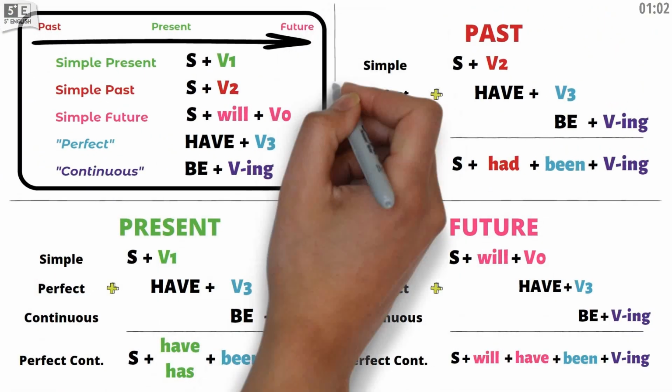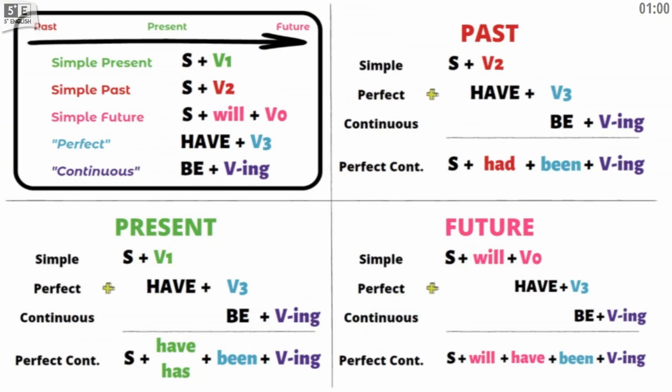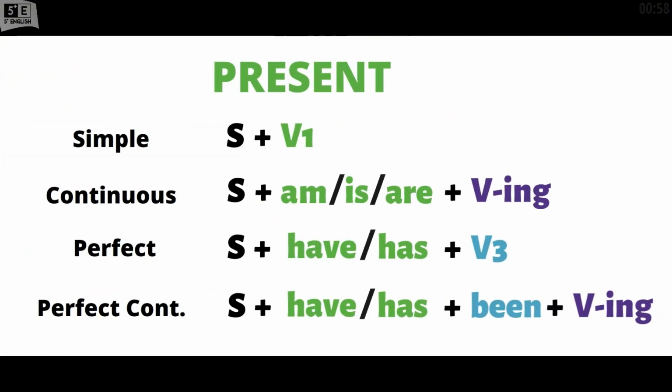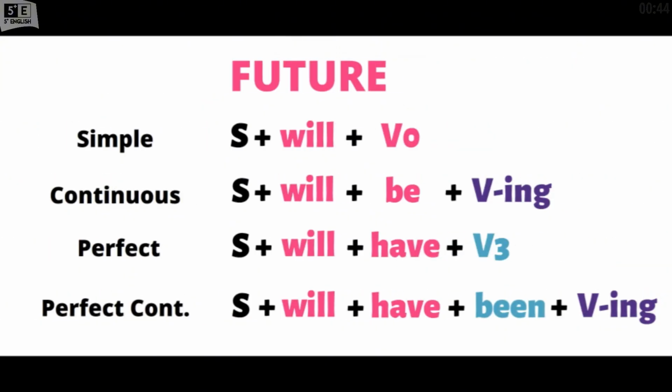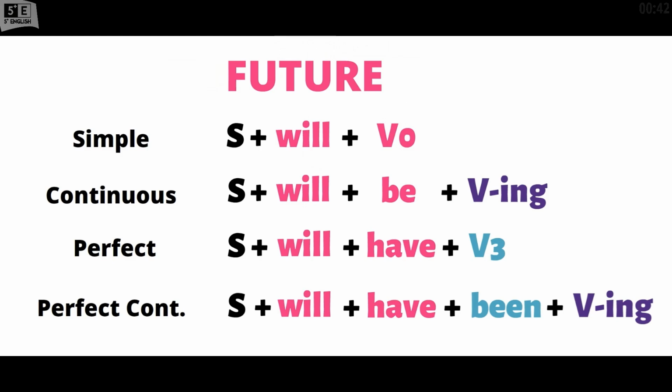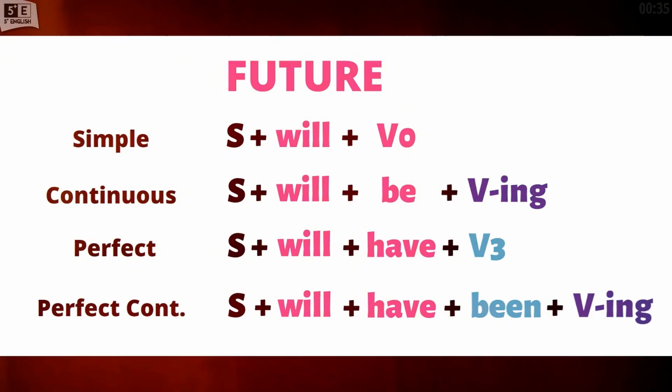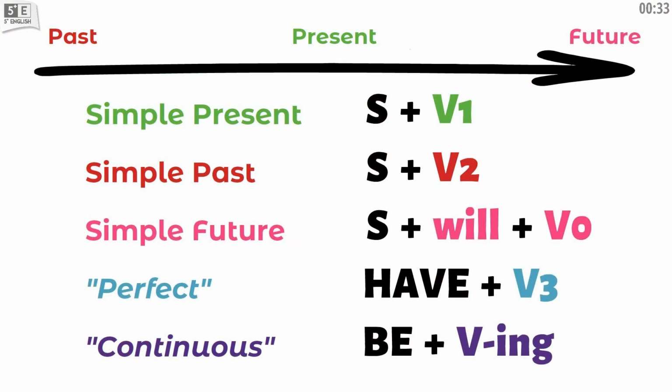Now let's review all 12 tense formulas. The present tense group consists of the simple present, the present continuous, the present perfect, and the present perfect continuous. Next is the past tense group. We have the simple past, the past continuous, the past perfect, and the past perfect continuous. Finally, the future tense group consists of the simple future, the future continuous, the future perfect, and the future perfect continuous.